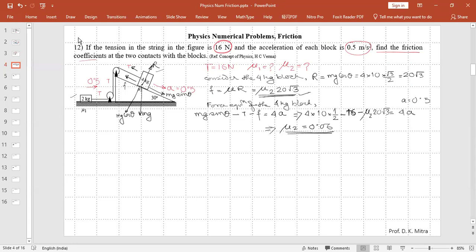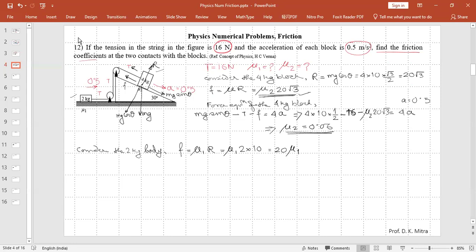Now consider only the 2 kg body. Find the frictional force. The reaction force here is nothing but 2 into 10, which is equal to 20.